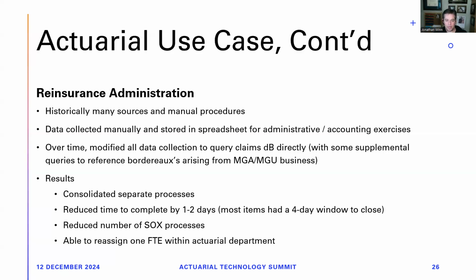A lot of that was just simplifying our CAT procedures. Those were pretty complicated. A lot of contracts there, a lot of lines of business impacted, a lot of changes over time that we had to have a lot of different processes built out for. And at the end of the day, we were able to reassign one FTE within the actuarial department just because we had so many efficiency gains. We were able to, you know, move that individual over to doing some risk work. A really good outcome for the whole team.